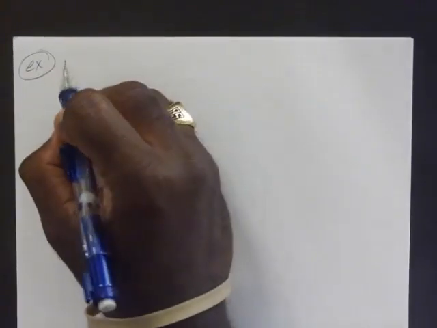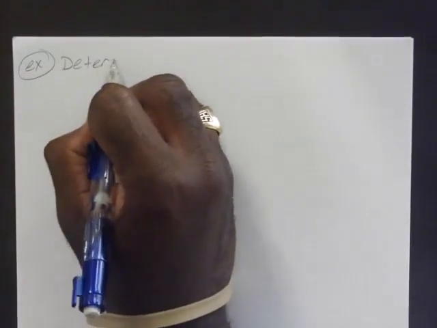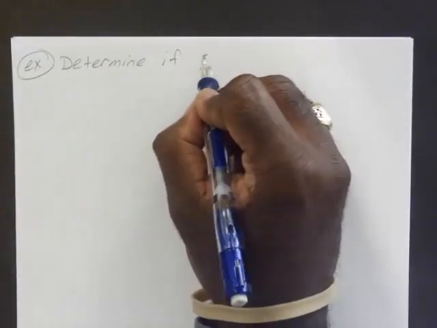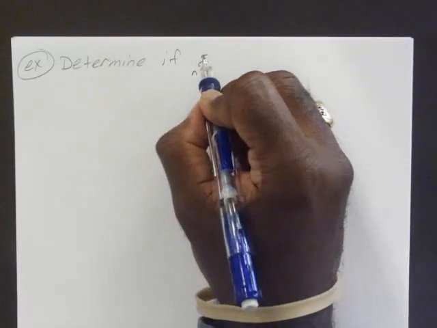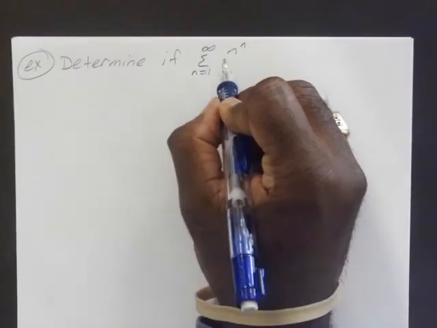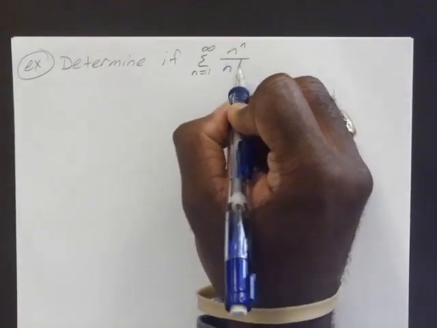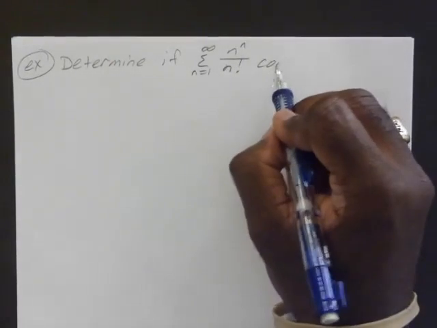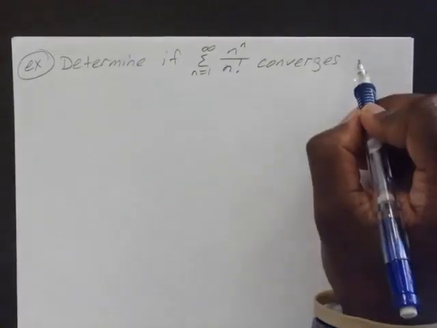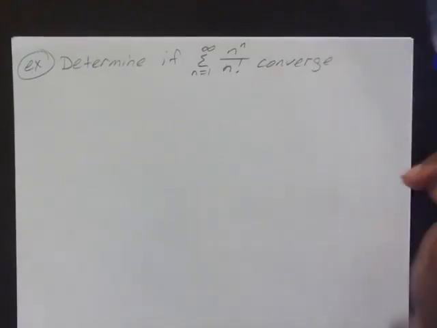Let's say, for example, if we wanted to determine if the sum from n equals 1 to infinity of n to the power of n divided by n factorial converge or diverge.